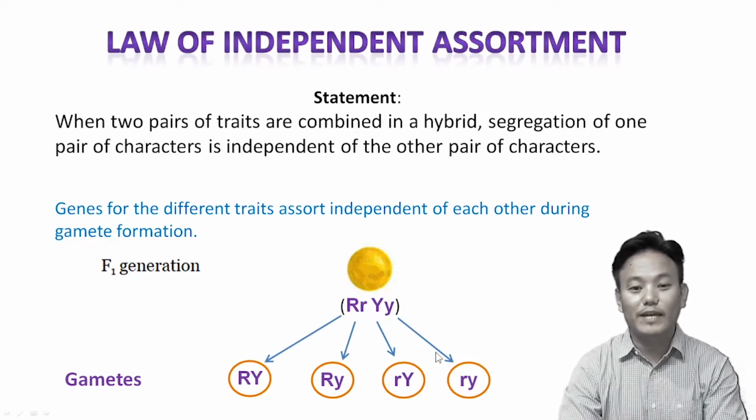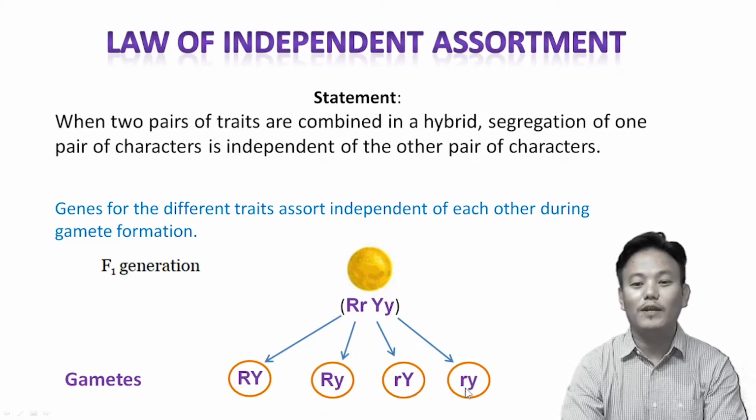I have given you the diagram. This is the same diagram that we have seen before. In this one, you can see that the genes are assorting independently. This capital R can go along with capital Y. The same capital R can also go along with small y. This small r can go along with the capital Y, and this small r can also come along with small y. So this is what the law of independent assortment states.